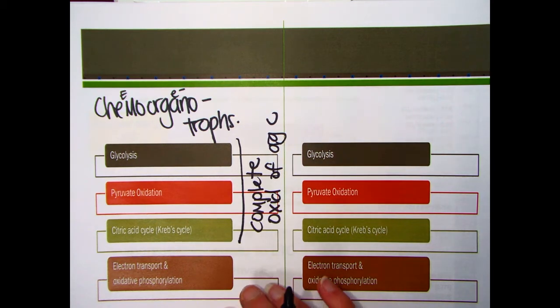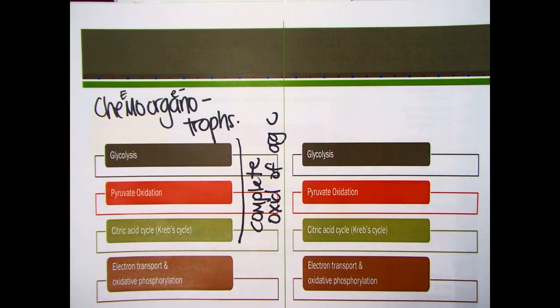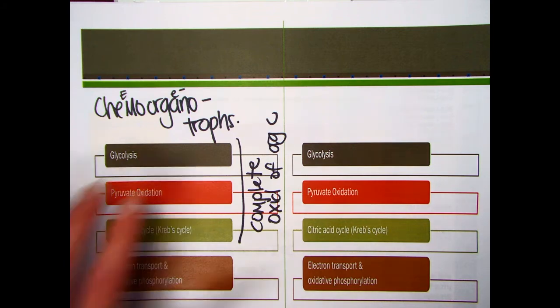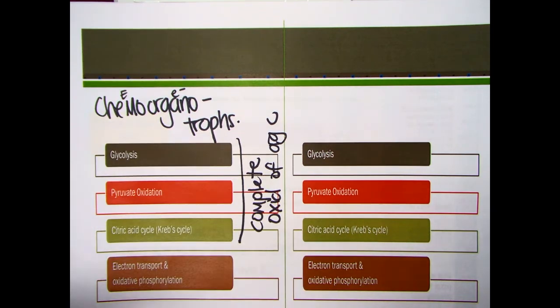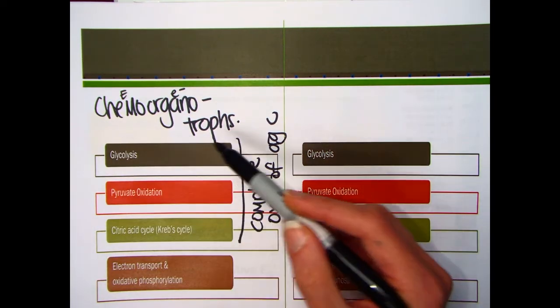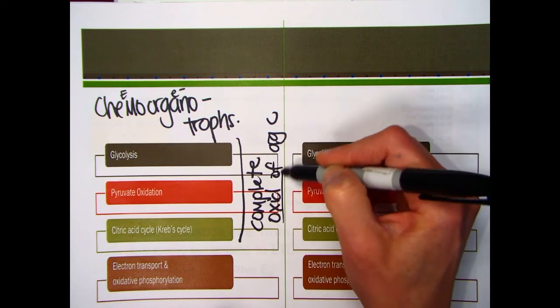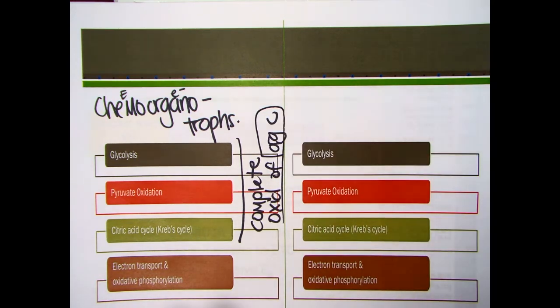Then in electron transport, we use those electrons as they go down the electron transport chain to generate a PMF, and then use that PMF to produce lots of ATP through oxidative phosphorylation. So that's chemoorganotrophs. That whole process is powered by the oxidation of an organic carbon compound.